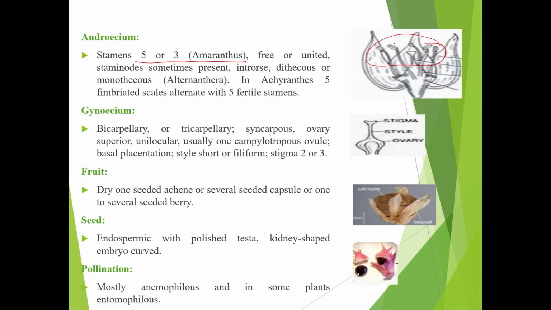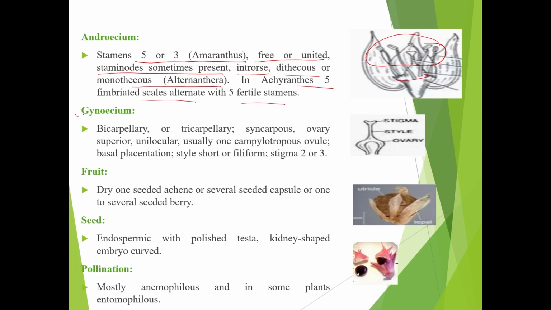Stamens are either 5 or 3. In the case of Amaranthus, as you can see, there are 5 stamens present. They are either free or united. Staminodes are sometimes present. They are generally in rows, dithecous, or sometimes monothecal in the case of Alternanthera. And in Achyranthes, the 5 fimbriated scales alternate with the 5 fertile stamens. So these are the androecium, and sometimes they may be united from the base. When united at the base, that is called monoadelphous.